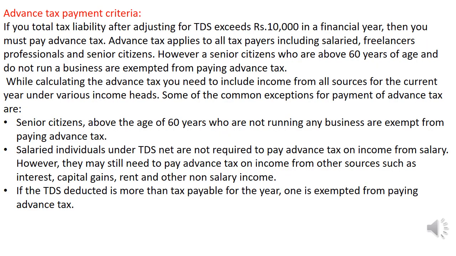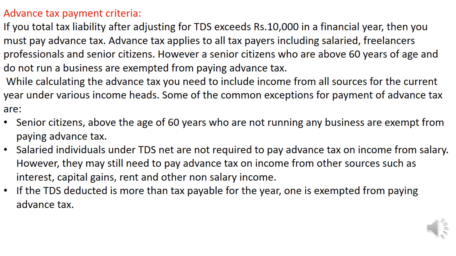Who is eligible to pay the advance tax? If the taxpayer, after adjusting the TDS, has an amount exceeding 10,000 for that financial year, then he has to pay the advance tax. So advance tax applies to all people: salaried, freelancers, professionals, senior citizens, businessmen, any person. And senior citizens above 60 years of age, if they do not run any business, are exempted from paying advance tax.